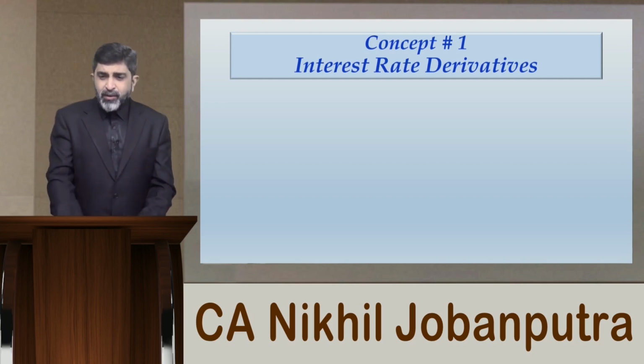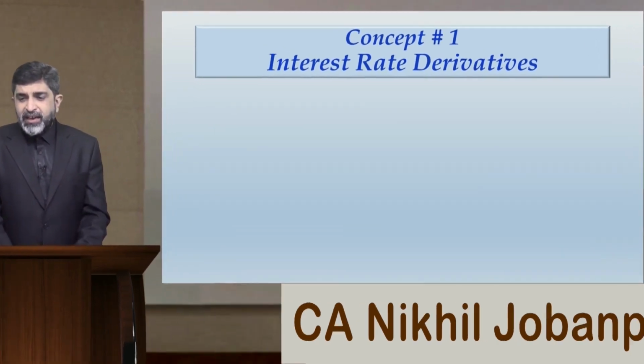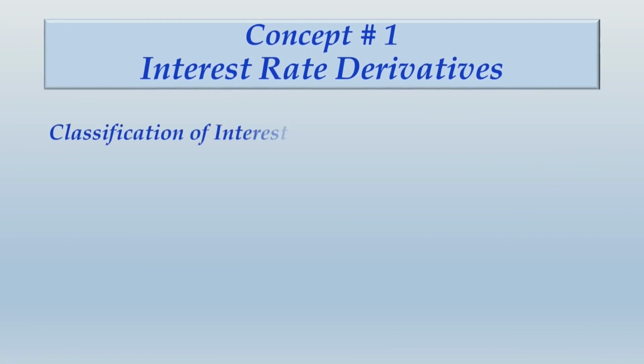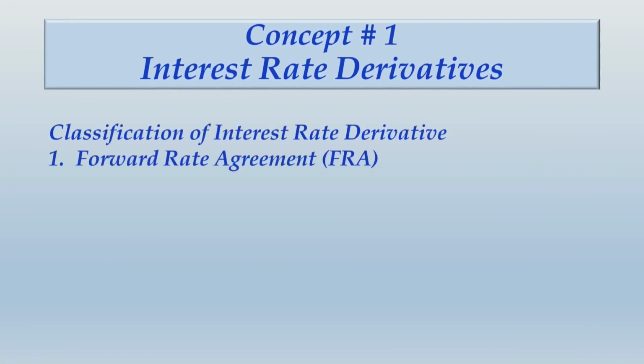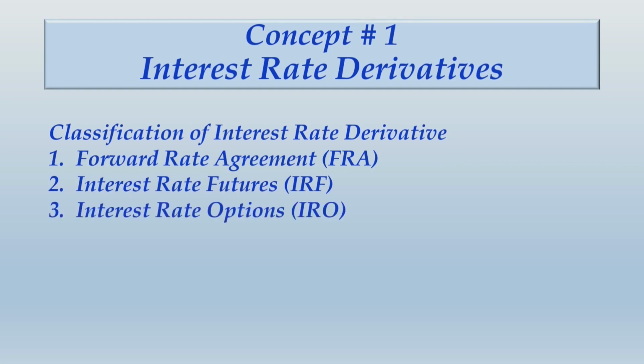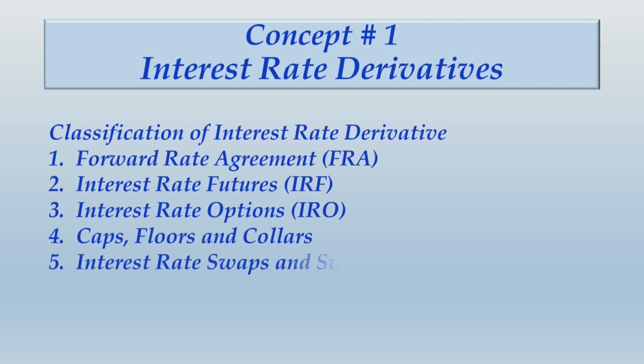So first over here what we do is we just begin with writing some notes, and first you write classification of interest rate derivative. Number 1, forward rate agreement, FRA, interest rate futures, IRF, interest rate options, IRO, caps, floors and collars, interest rate swaps and swaptions.